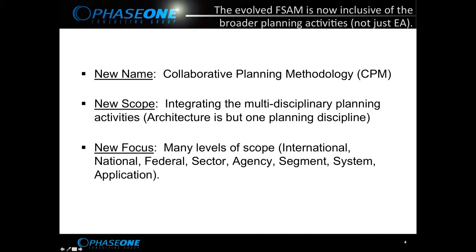Planning is really the focus. It's not about architecture. It's not about capital planning in 300s. It's about doing planning itself. And what that does is it gives us an environment where we're producing a plan, which is something that the mission customers can really understand and really buy into, rather than delivering an architecture or a 300 or some other type of compliance-oriented document. So the new scope is really about integrating these multidisciplinary planning activities all together, architecture being just but one of these planning disciplines. And the new focus is really geared towards all these different levels of scope.